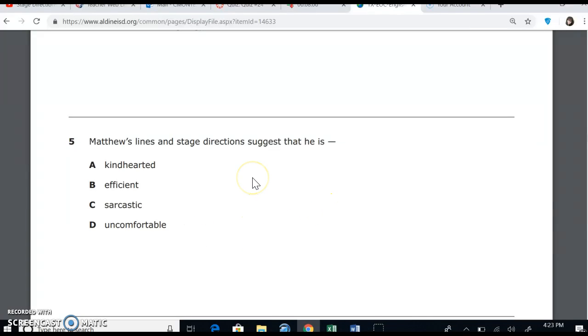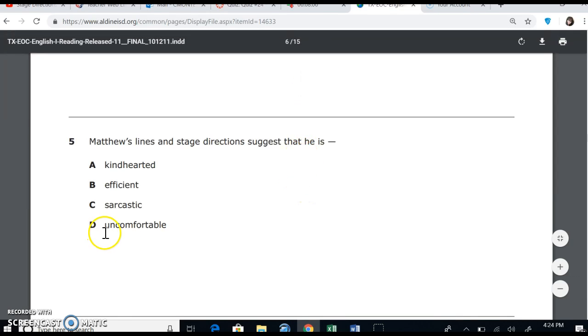So once you go back and read those lines and stage directions, what does it suggest about him? Is he kind-hearted? That's a positive, okay, if you have a kind heart. B, efficient. Go ahead and look that one up in the dictionary because I'm pretty sure most of you are not sure what it means. C, sarcastic. Sarcastic can also be positive or negative, really depending on a person. So in this case, you would have to double check to see if it applies here. Or uncomfortable. Uncomfortable would be negative.